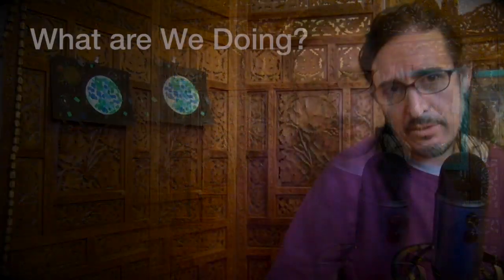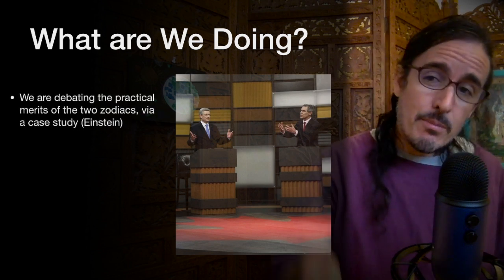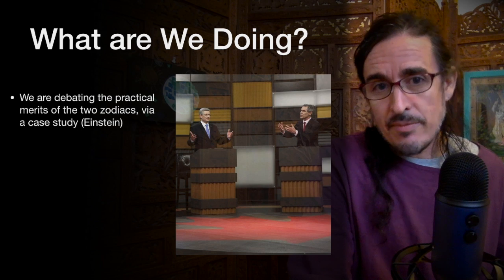All right, it's time to look at Albert Einstein as an illustration of how tropical and sidereal zodiacs work in basic Vedic astrology. Now, before we jump into the astrology part of this, let's get on the same page about what we're actually doing and what we're not doing. So what we're doing here is debating the practical merits of two zodiacs, using Einstein as a case study.